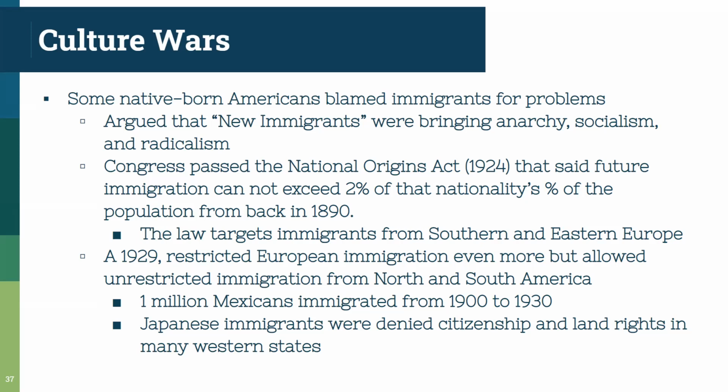Even though there was definitely a target for Southern and Eastern Europeans coming into the United States, there actually was unlimited immigration from North and South America. And we see between 1900 and 1930, over 1 million Mexican immigrants coming into the United States.